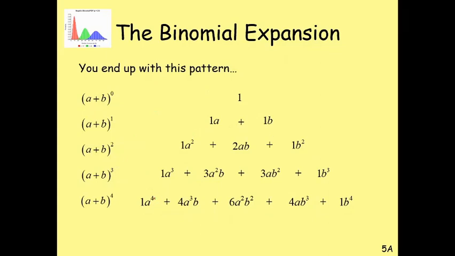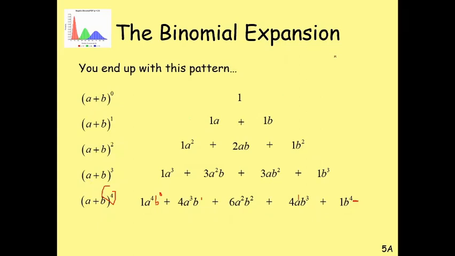First of all, if you think of the power of a, it starts at the same power as this and it goes down. So a to the power 4, a to the power 3, a to the power 2, a to the power 1, and technically there's a to the power 0 at the end. And your b's do the opposite. So technically there's a b to the power 0, then b to the power 1, b squared, b cubed, and b to the power 4. And it works for each row.